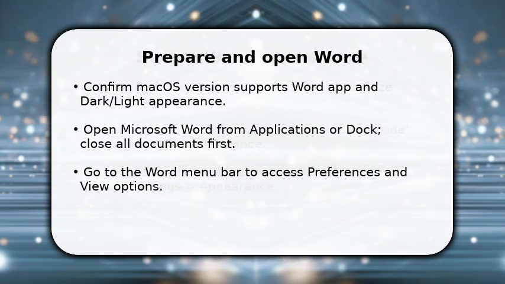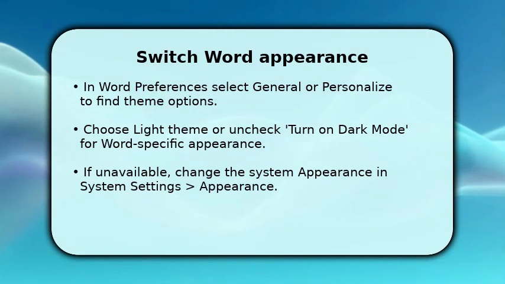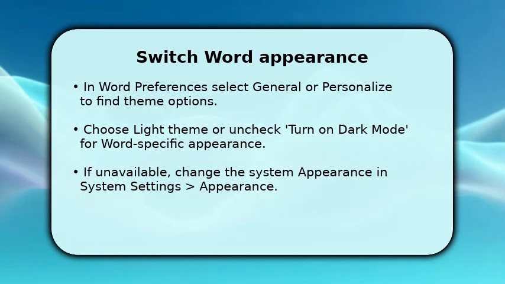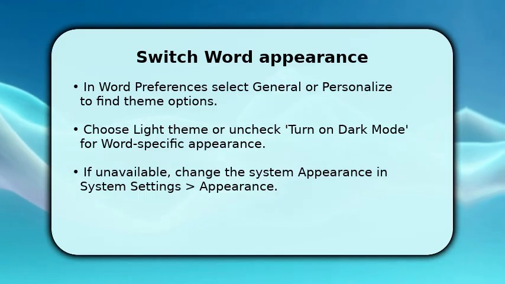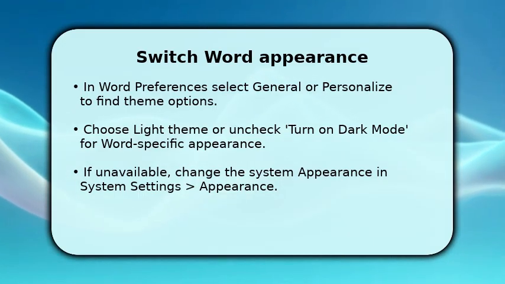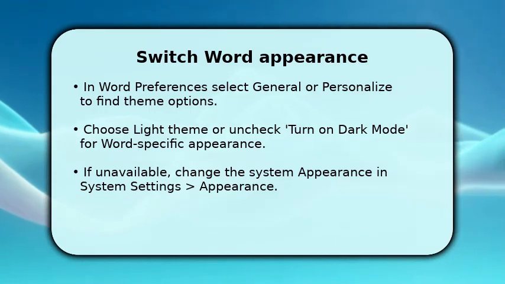Now adjust Word's own appearance settings. Open Word preferences and look under General or Personalize for theme or appearance controls. Choose Light Theme or toggle off any Word-specific dark mode options. This directly changes ribbon, sidebars, and canvas backgrounds.